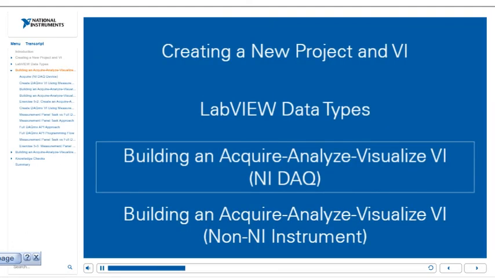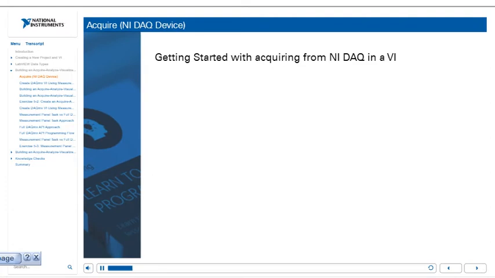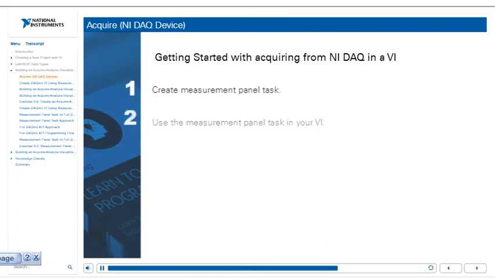In this section, we will learn how to build a VI that acquires, analyzes, and visualizes data from an NI DAQ device. Get started with acquiring data from an NI DAQ device in a VI. First, create a measurement panel task. Then, use the measurement panel task in your VI.